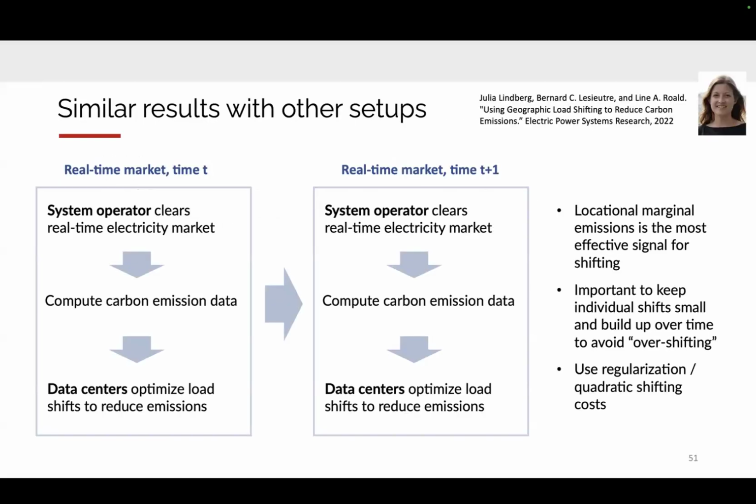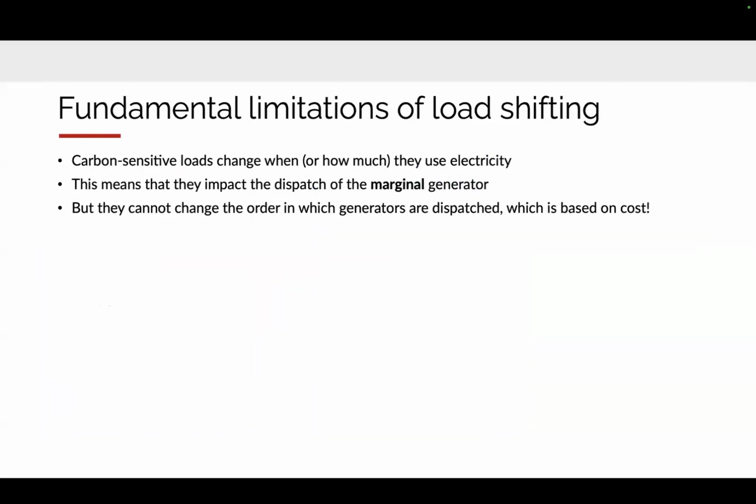Okay, so that's sort of the shifting here. What I would say is that, I mean, there are questions, maybe we can come up with better metrics for this and so on, but there are some fundamental limitations to what load shifting can achieve. Carbon sensitive loads can only change when or how much they use electricity. And that means that they can only impact that marginal generator. They cannot change the order in which generators are dispatched, which is still only based on cost.